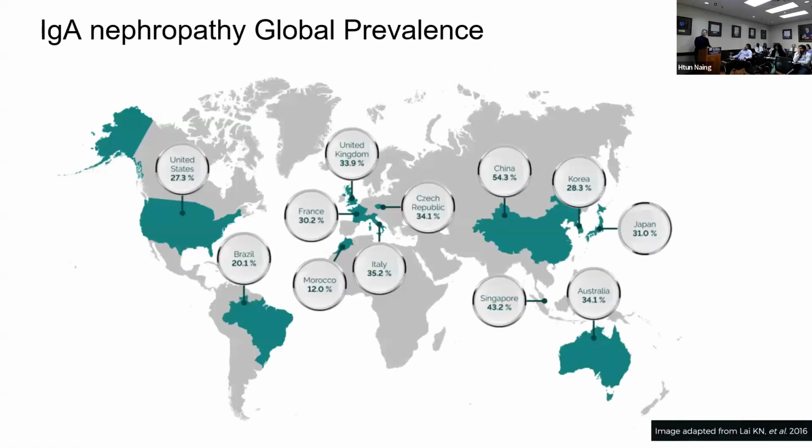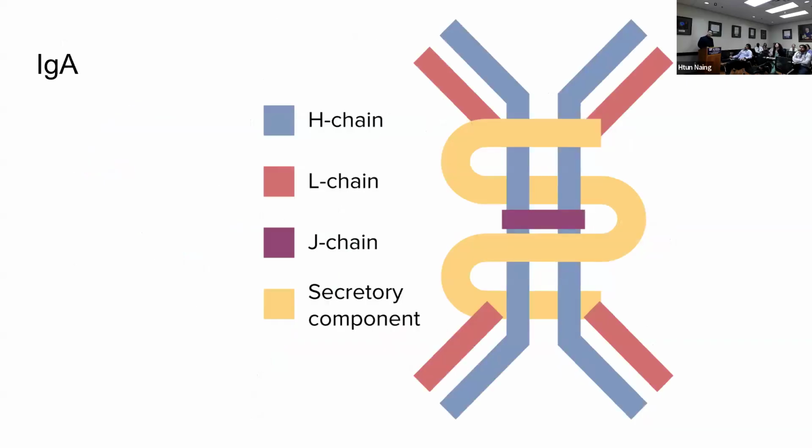So this is the global prevalence. Traditionally, there is a very high prevalence in East Asia, like Japan, Australia, China, and Singapore. But due to migration, the United States is catching up, with 27.3% of people now having IgA nephropathy.